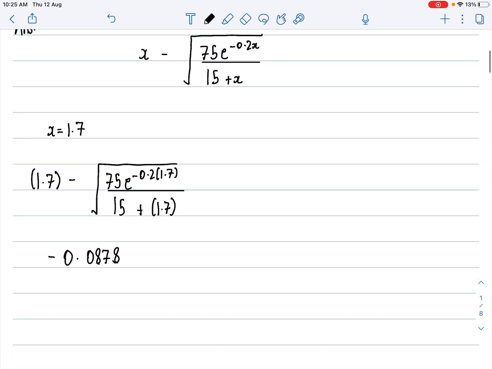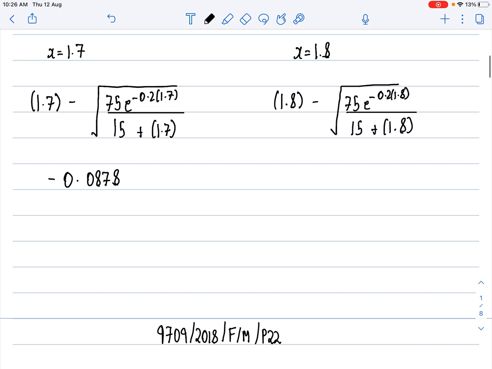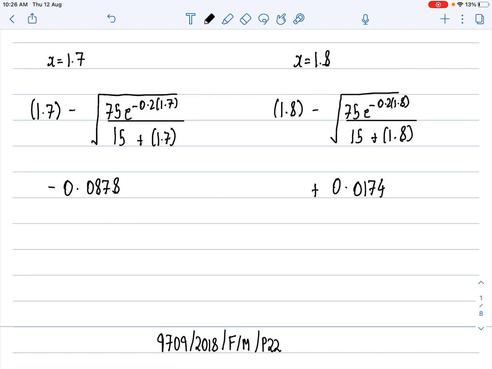So when you solve this on the calci, you get your answer as minus 0.0878. Then you take your x as 1.8. So you write this as 1.8 minus the root of 75 with e raised to minus 0.2x, which is basically 1.8, divided by 15 plus 1.8. Correct? So you get your answer basically as positive 0.0174. Now, getting both these values is really important.